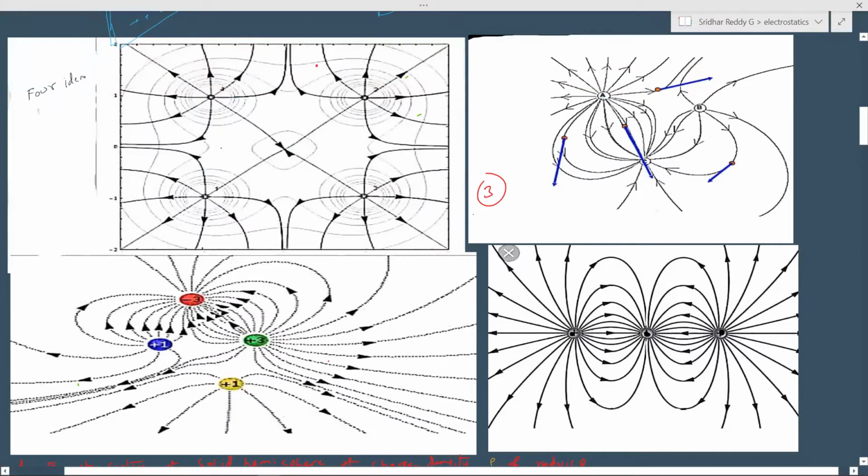Four identical positive point charges kept at the corners of a square frame, then this will be the lines of force. So what is it for identical positive point charges? There's a strict condition. So what is the charge here will be positive. I think I can't show it in the diagram. Let it be here.